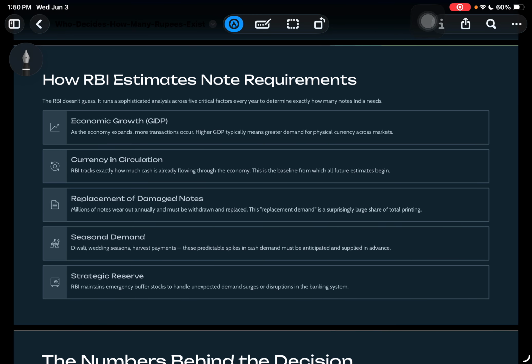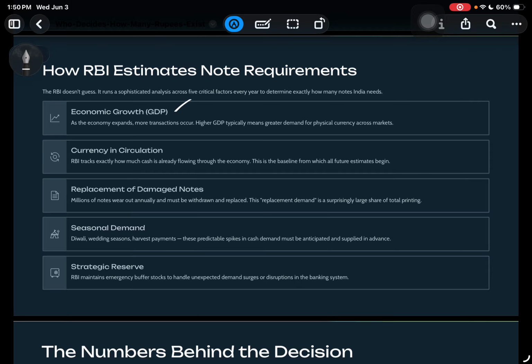So again, back to the question that my friend asked: how does RBI estimate note requirements? It is first of all dependent on the economic growth, that is the GDP of the country. See, what is GDP? It is a function of consumption, of investments, of government spending, and of exports minus imports, right? This is what it is.